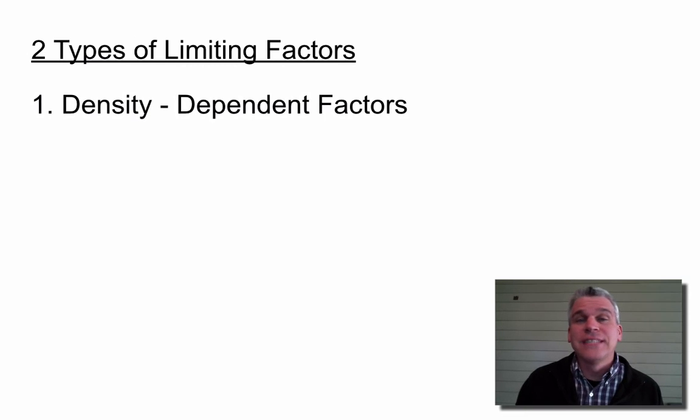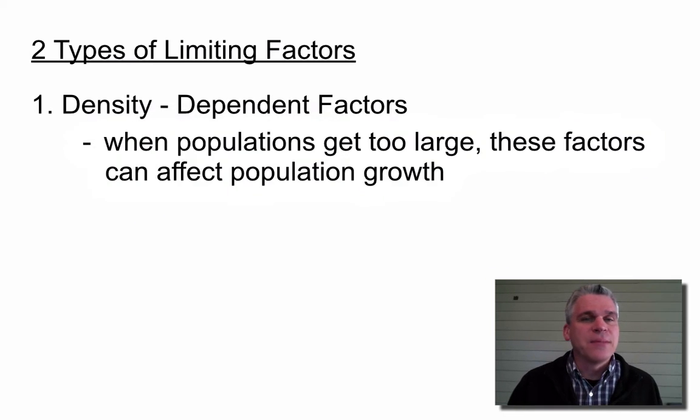The first are called density-dependent factors. So what we mean by density is how many individuals are in that area. If there's a lot of individuals in that area, the density is higher. If there's fewer individuals, the density is going to be lower. A density-dependent factor really is going to only affect large populations. They don't have much effect on small populations. When the populations do get too large, there are certain factors that can affect how the population is going to grow.